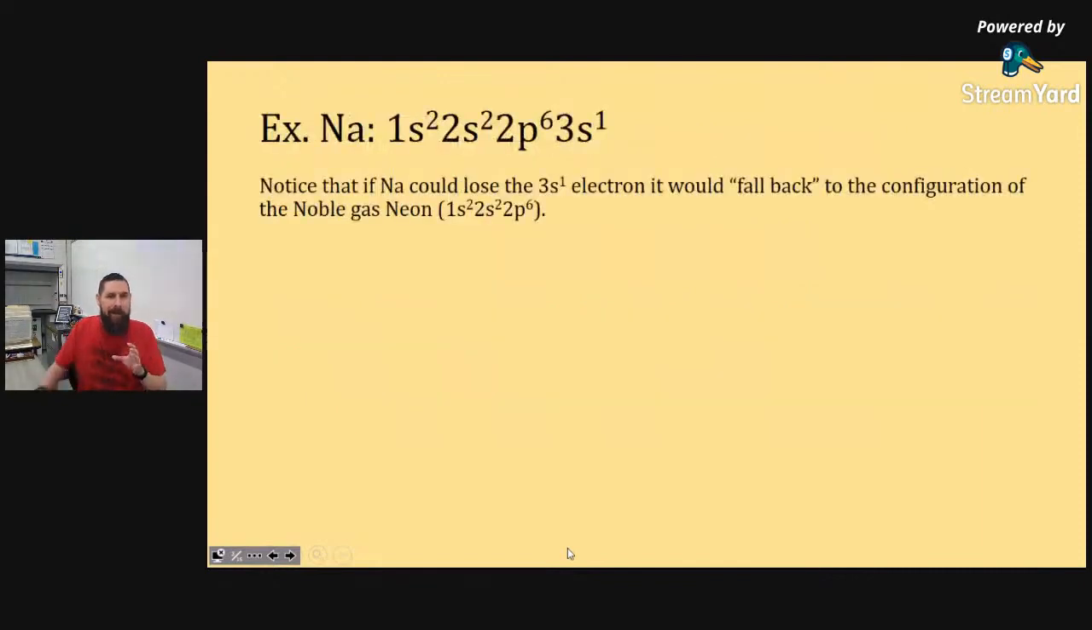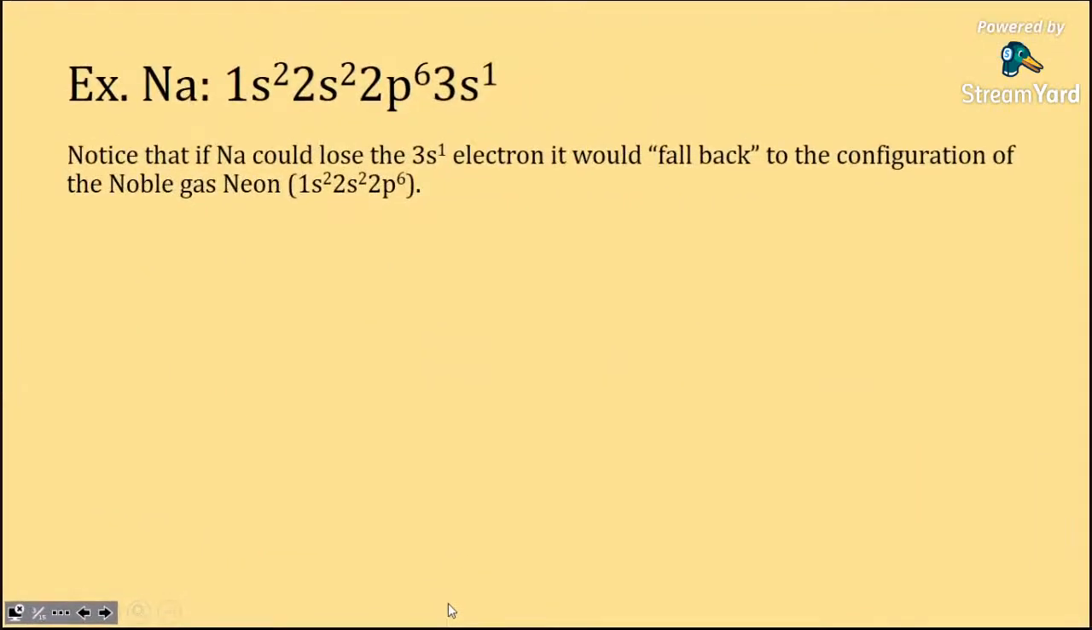So take a look at this example. Okay? Put this into a better perspective. If we look at sodium, it has a configuration 1s2, 2s2, 2p6, 3s1. And if you notice, if sodium could end up losing that one electron out there in that 3s1 energy sublevel, then it would fall back to the configuration of the noble gas neon. In other words, it would have a configuration of 1s2, 2s2, 2p6.